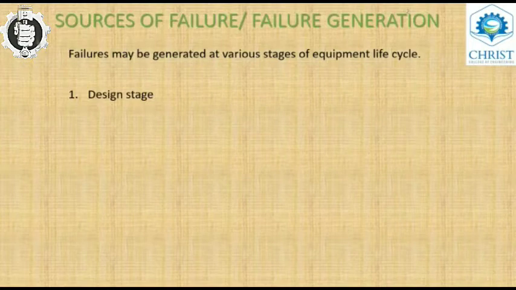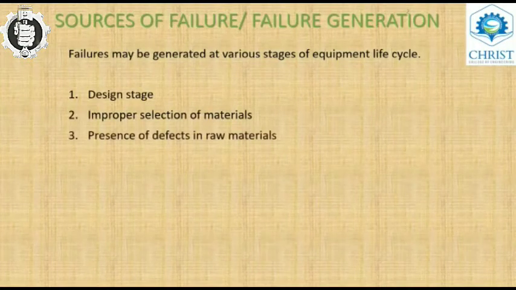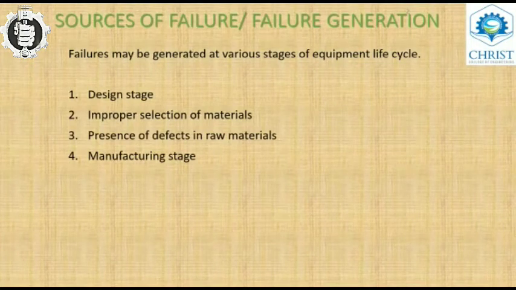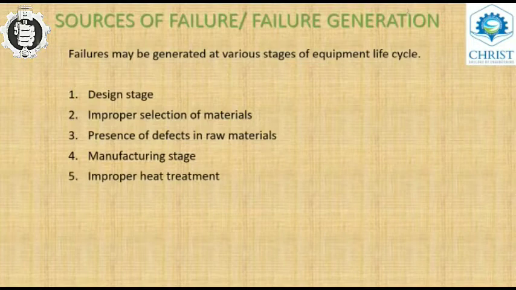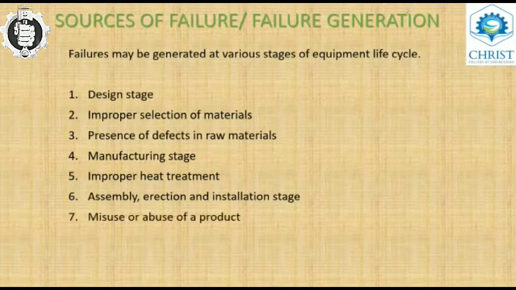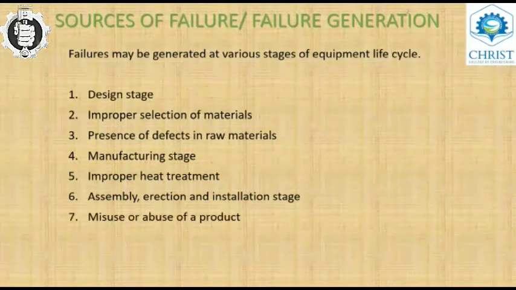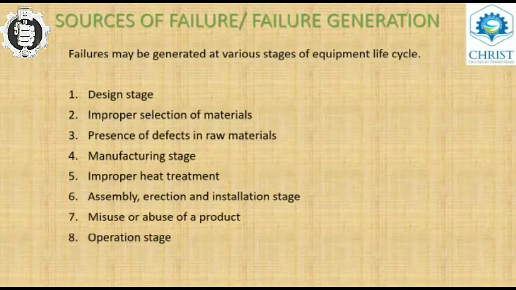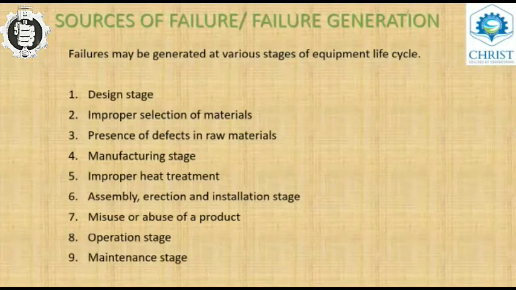They are classified simply as: first, from the design stage, improper selection of materials; then the presence of defects in raw materials; then errors in the manufacturing stage; then failures from improper heat treatment; then failures in the assembly, erection and installation stage; then misuse or abuse of a product. Next are operation stage failures, and the last is maintenance stage failures. Okay, so let's go deep into each stage.